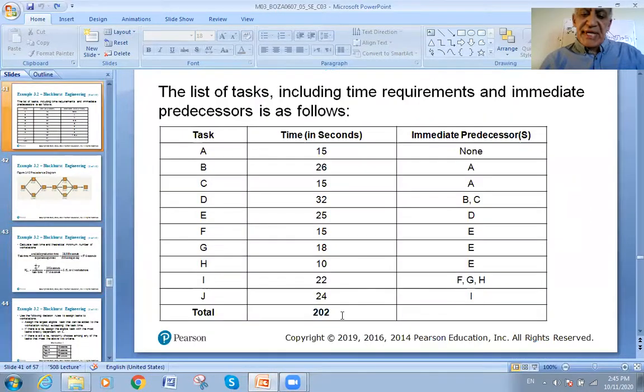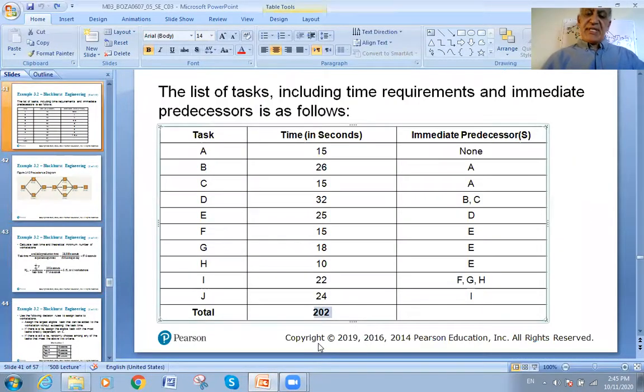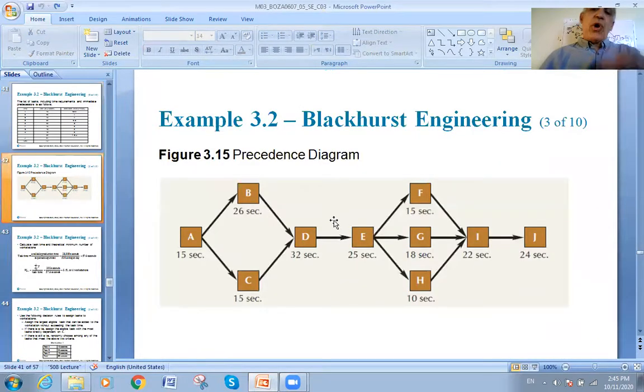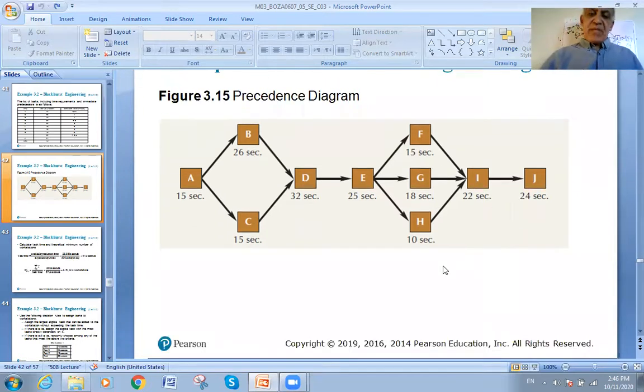The 202 seconds here is the total of the starting table. For all the phases, for all this chart, you add 15 plus 26 plus 15 plus 32 plus 25 plus 15 plus 18 plus 10 plus 22 plus 24, and it will give you 202. Okay, so what we did again, we have four stations.